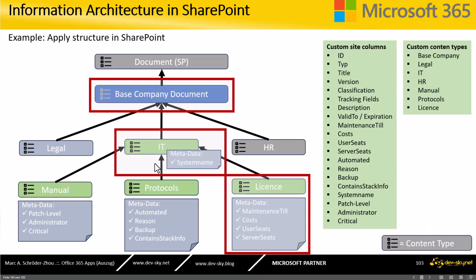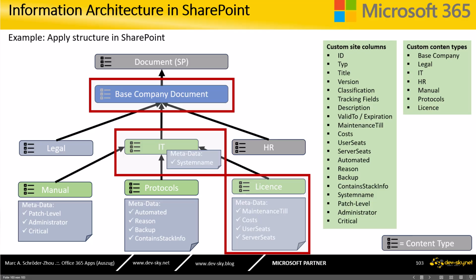So this means after all information is prepared, the site columns and content types can be created. Next, I'm going to demonstrate as an example the creation of the marked elements here in the slide. I show the creation of some site columns, the base company content type, and the content types IT and license. Everything happens in the content type hub.